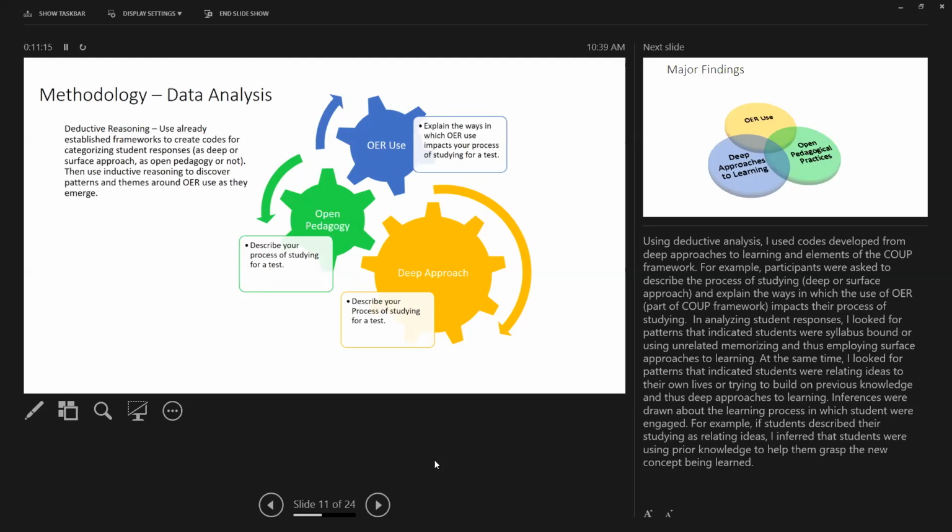And then in analyzing the responses, I looked for patterns that indicated maybe they were syllabus bound or using unrelated memorizing. If I thought they were doing that, then they're doing a surface approach to learning. But at the same time, I looked for patterns that indicated students were relating ideas to their own lives or trying to build on previous knowledge, and thus I would infer deep approaches to learning. So I made those sorts of inferences about their learning processes. If they described studying as relating ideas, I inferred that they were using prior knowledge to help them grasp the new concept and that this was a deep learning approach.